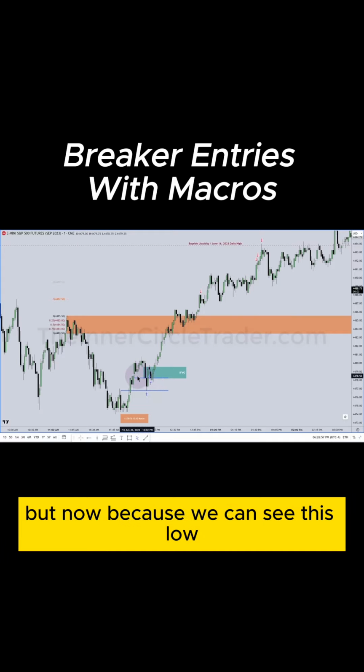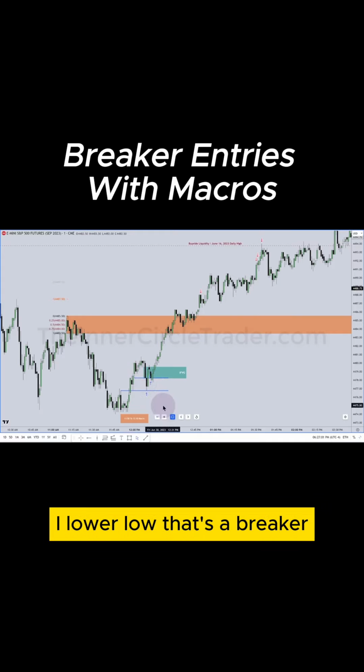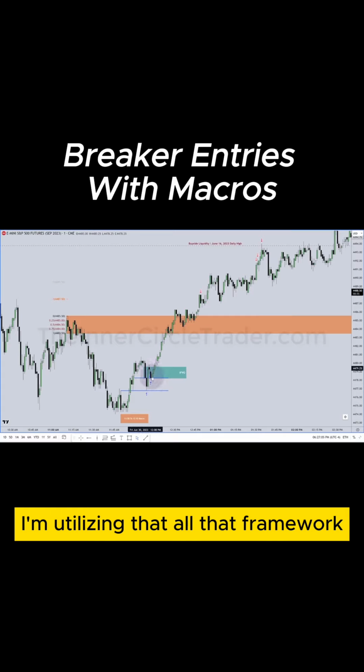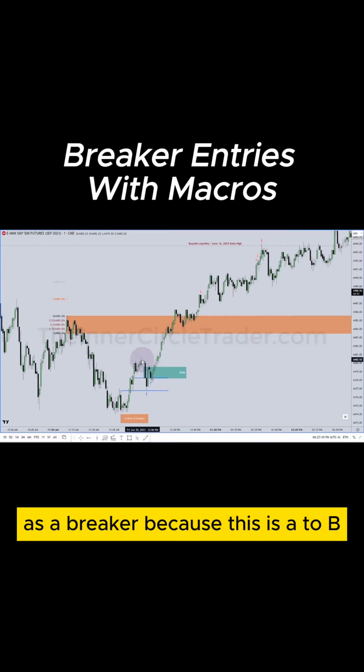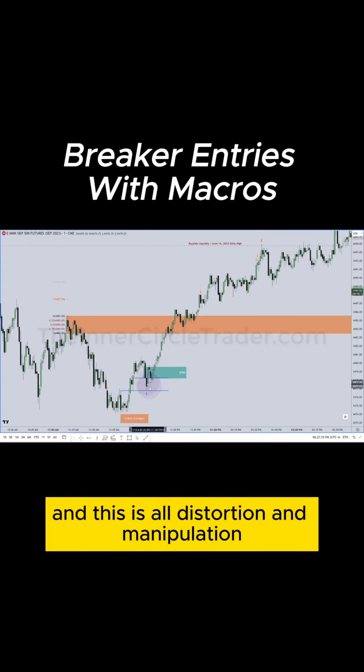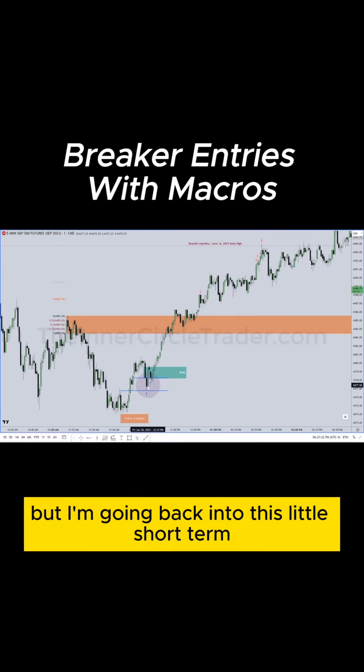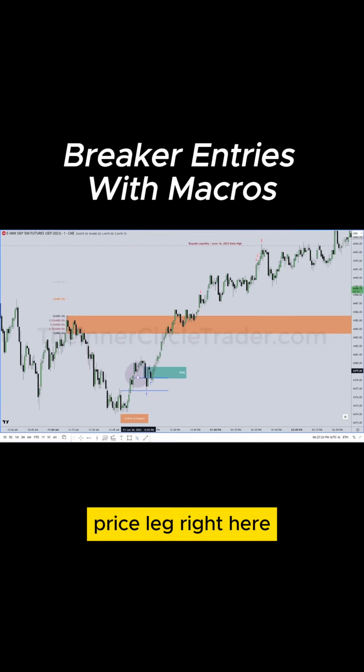But now because we can see this low, high, lower low, that's a breaker. I'm utilizing all that framework. I'm going inside this price leg with the support of this idea as a breaker. Because this is an A to B, and this is all distortion and manipulation, I'm using that as the entry point. But I'm going back into this little short-term price leg right here. Low to high, okay? Now watch.